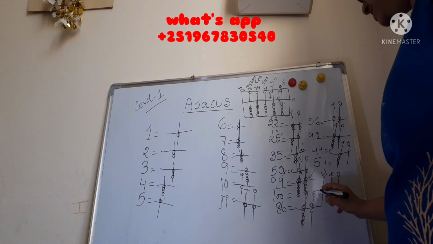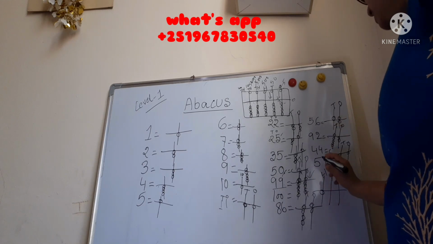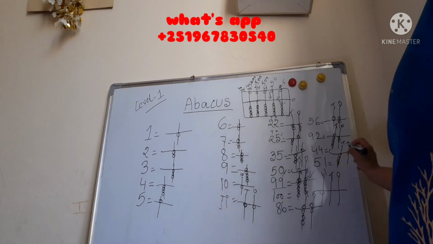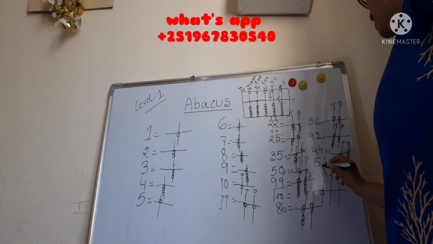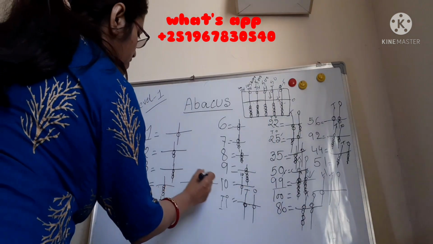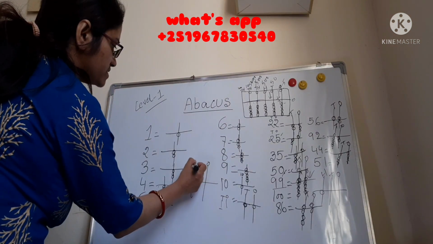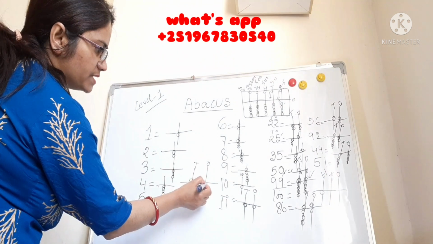So which one am I doing? 44. This 44 I have already told you: 1, 2, 3, 4 and 4. Now the last one is 51. How will you calculate 51? Ones plus tens. You know this is 50 and 1 like this.